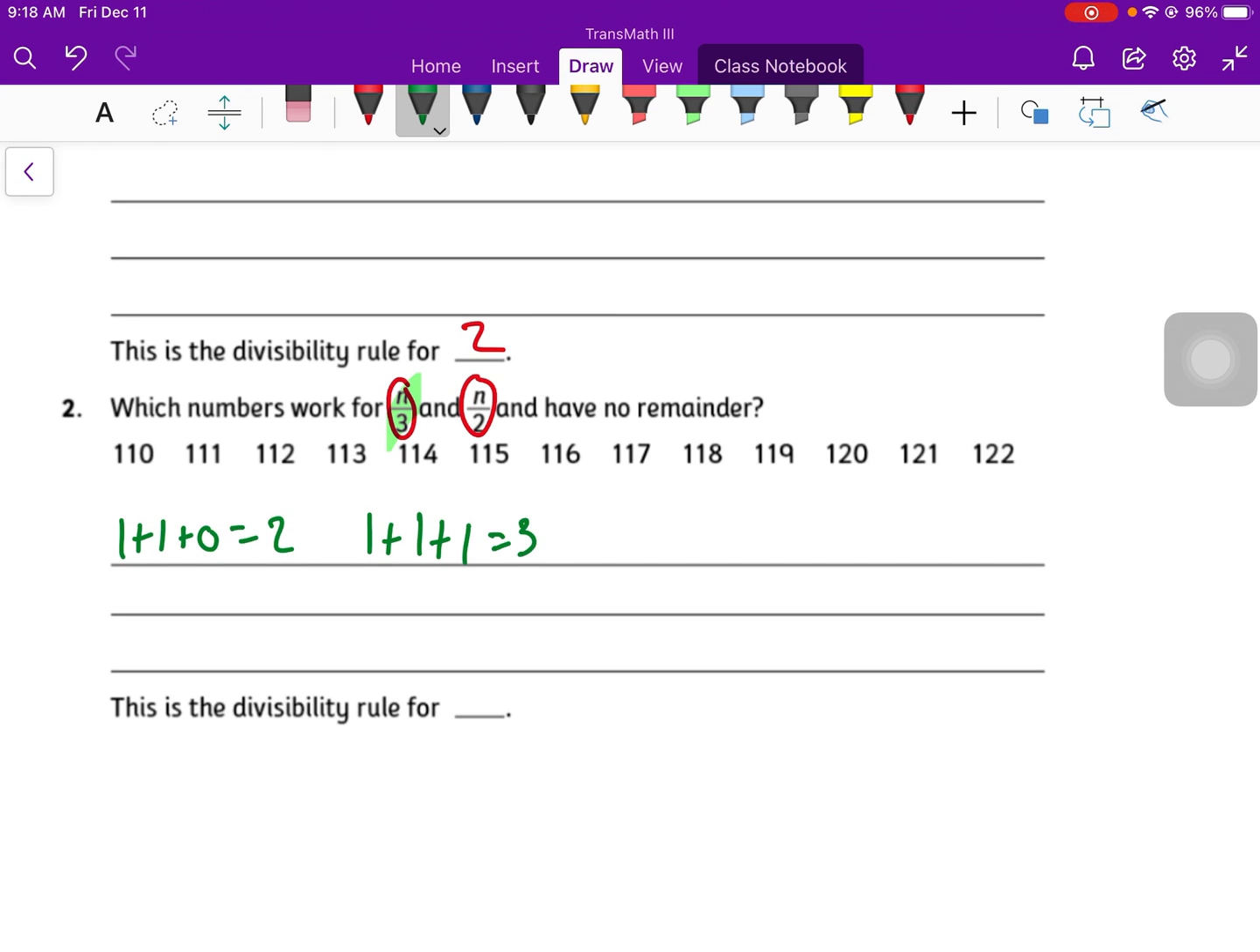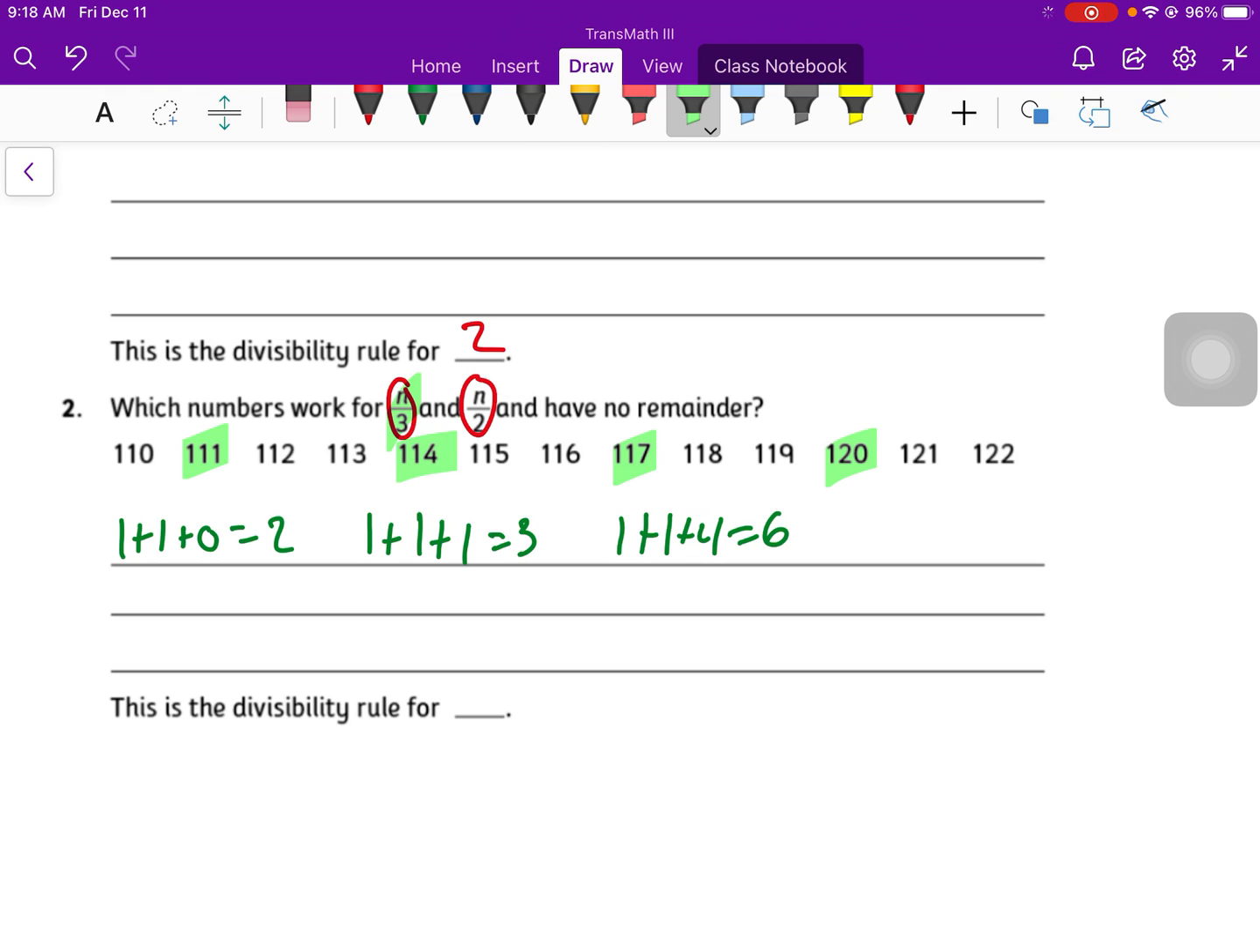That equals 3, so that one does work. So I know that the next one's not going to work because that's going to add up to 4. The next one's not going to work. It's going to add up to 5. That one's going to work because 1 plus 1 plus 4 equals 6. That was the example we did. I'm going to continue on, and it's going to be every third number.